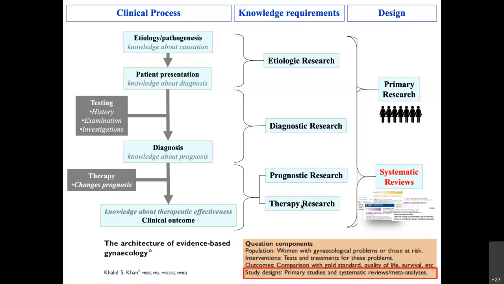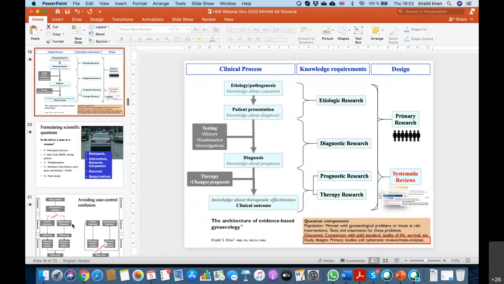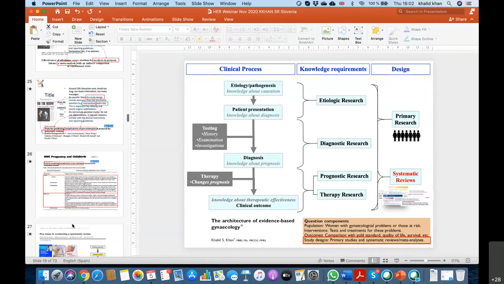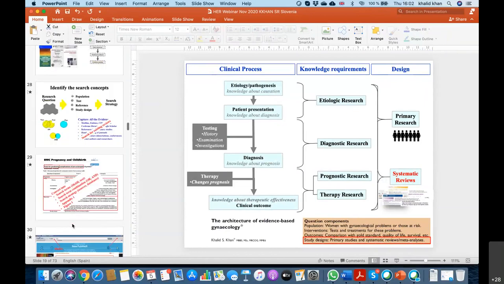And for each type of research, whether primary or secondary, we can construct questions using this format where we imagine what are our populations, interventions and exposures, and outcomes. So today we will look at a bit more detail about therapeutic research in addition to systematic review. So then we went through a process of framing questions, discovering how questions can be used to write titles, then how a search strategy can be constructed.